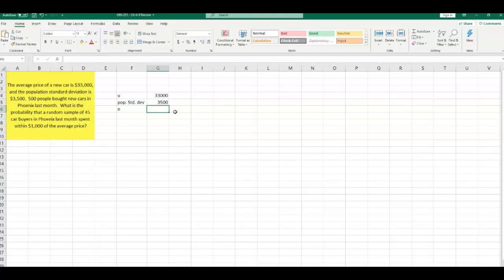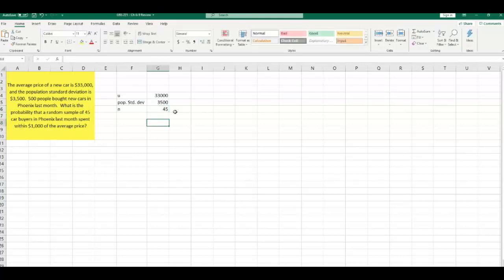If we were told that 500 people bought new cars in Phoenix last month, that would be the population. That would be the total amount of people that bought cars. What we're thinking is we just want to pick 45 of those people at random, right? So our sample size is this 45.